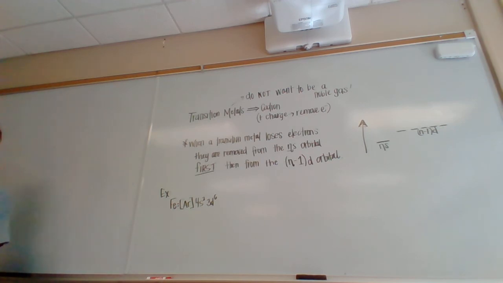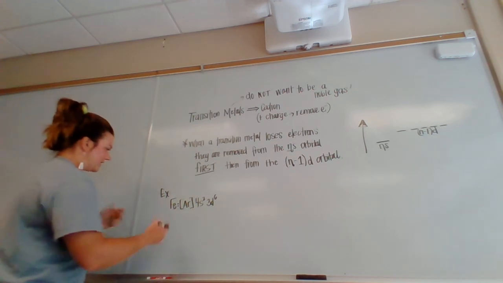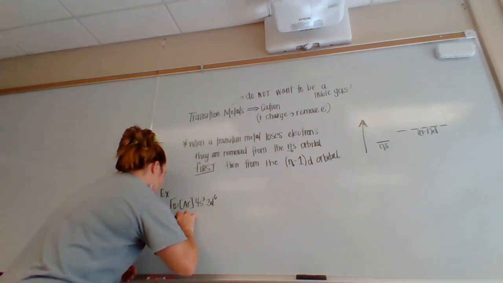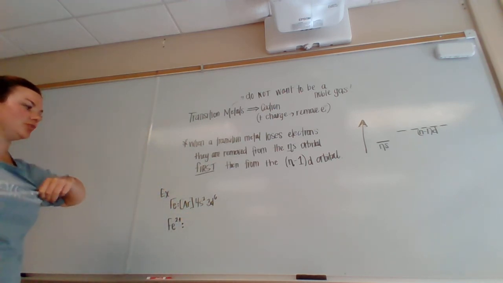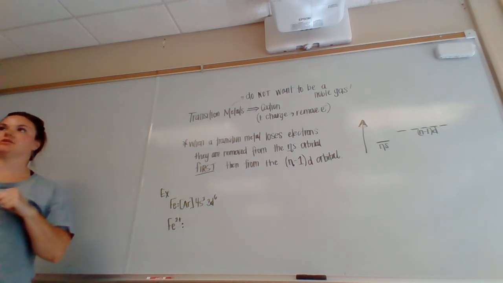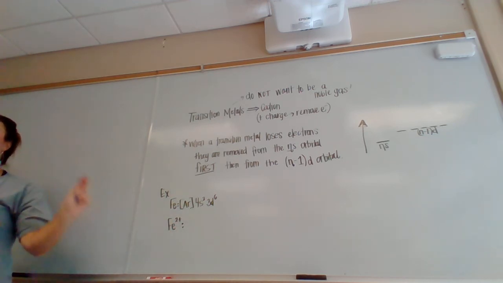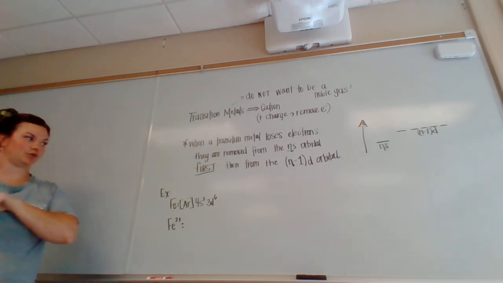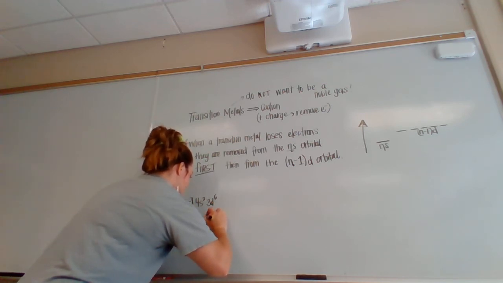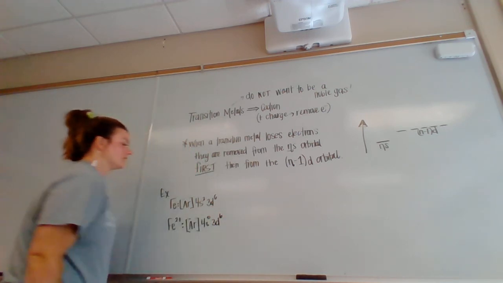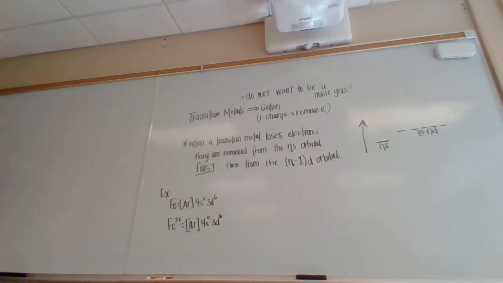For iron, there are two different cations it forms. One is the 2+. To form the 2+, I'm removing 2 electrons, but I'm taking them from the s orbital, not the d orbital. So the configuration becomes 4s0, 3d6. I only had to remove 2, so I took them from the s orbital.